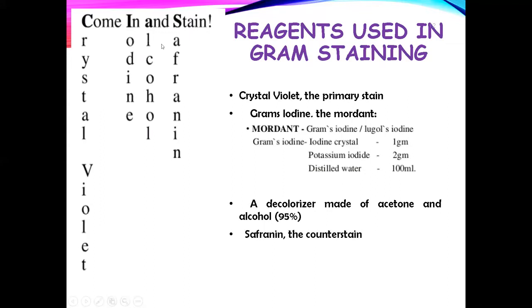So how to memorize this? Come in and stain: that is crystal violet, then you add iodine, then you add alcohol, and then safranin.